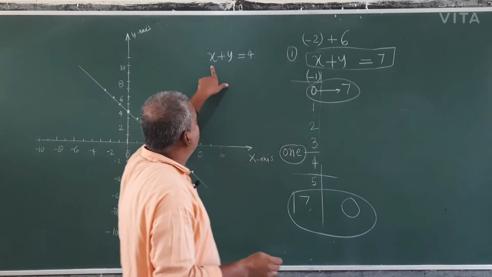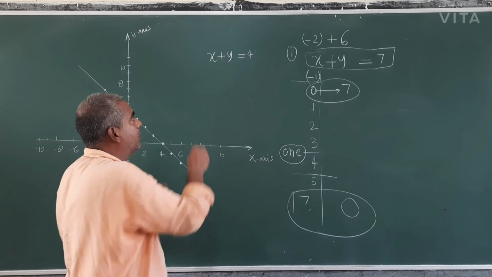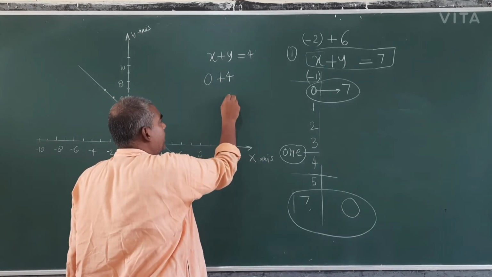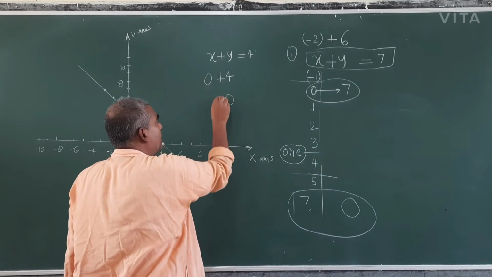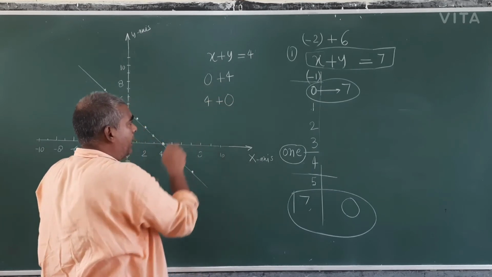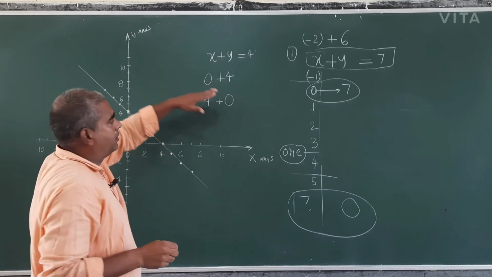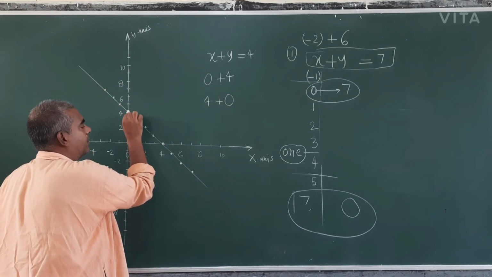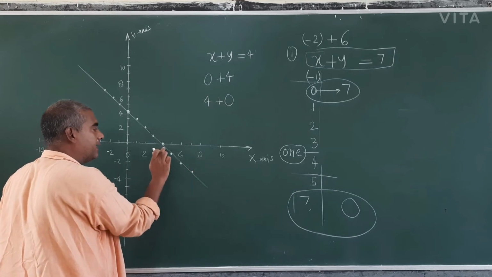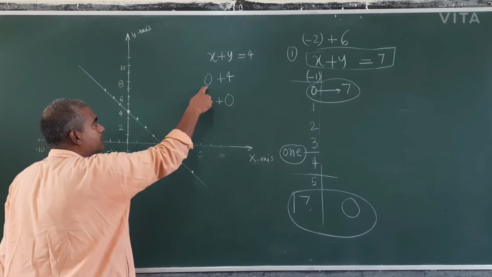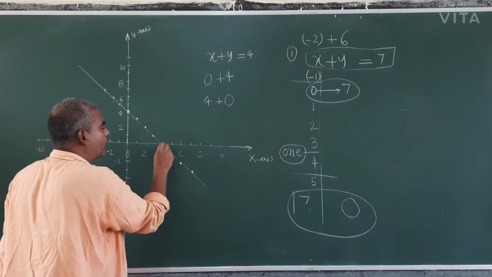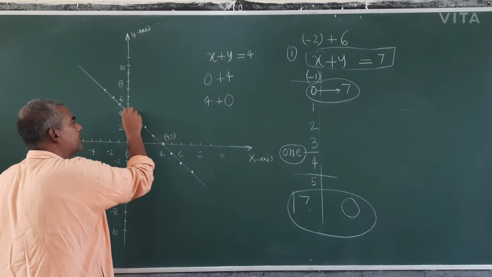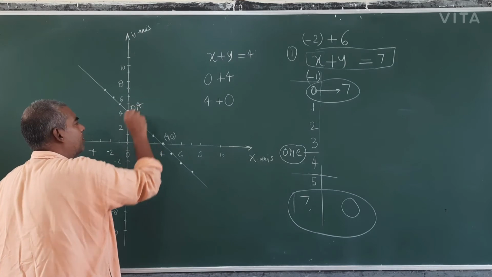Actually, with the help of these 2 points, we can draw all the equations, just like in x plus y is equal to 4. Where have you got? This was 0 plus 4, the first point, and when you take y as 0, you will get 4. These are the points on the x-axis and y-axis, where this line cuts the x-axis and y-axis. This is 4 comma 0, and this is 0 comma 4.